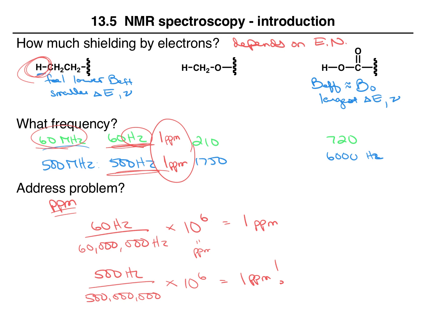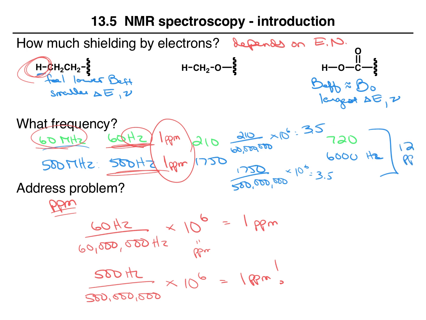You're not going to have to do this much, but I do want you to have an idea of how to do this. So try out the math, and what you should find here, we have 210 divided by 60 million times 10 to the 6th, and this gives 3.5 ppm. This one is 1750 over 500 million times 10 to the 6th, and that's also 3.5. And for these, you should get a value of 12 ppm.